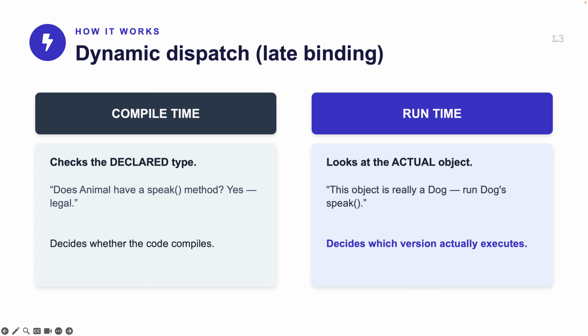Contrast this with the previous lesson. The declared type decided which method you could call, but the actual type decides which version actually runs. Those are two different questions answered by two different types. Method selection happens late, at runtime, based on the real object. That single sentence is the heart of polymorphism.